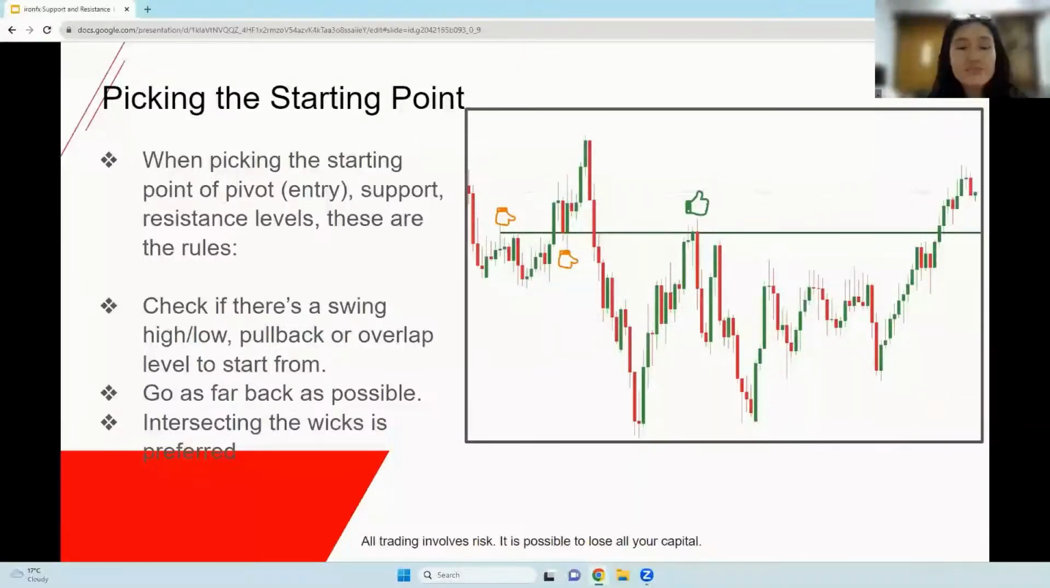Next, we want to go as far back as possible. As you saw in the previous slide, I did mention we want to try and pull it back as far as possible without intersecting too many bodies of the candlesticks. So we want to avoid cutting the thick part of the candlestick and just the wick. The little sticks on top of the candles are perfectly fine.